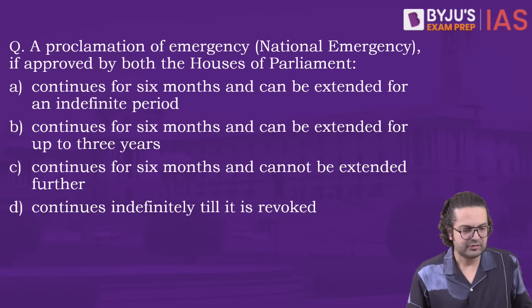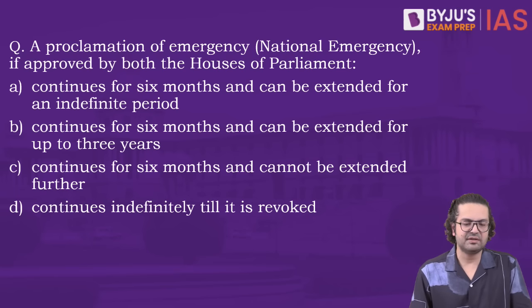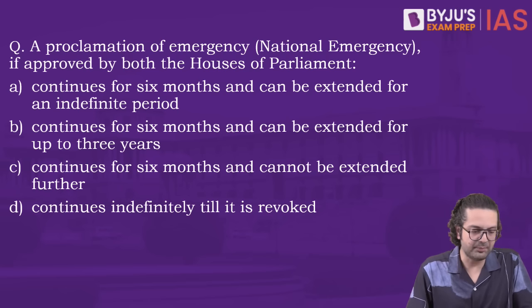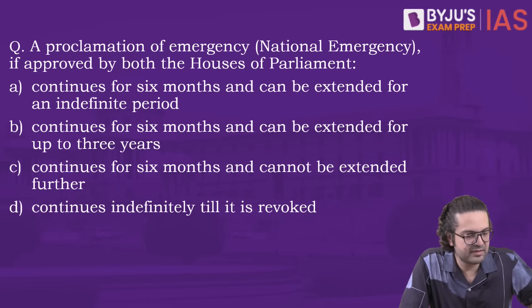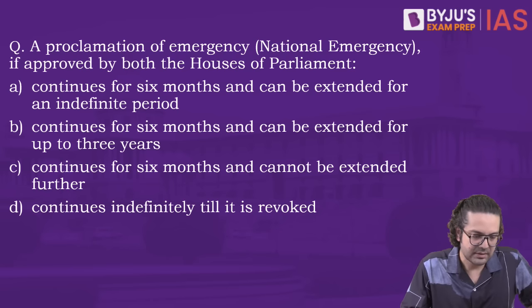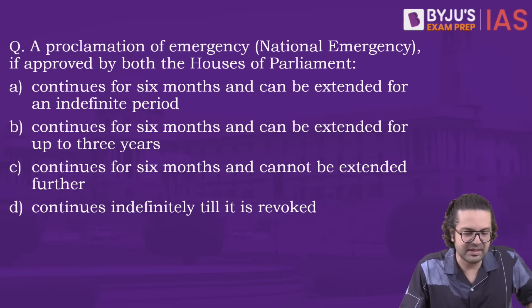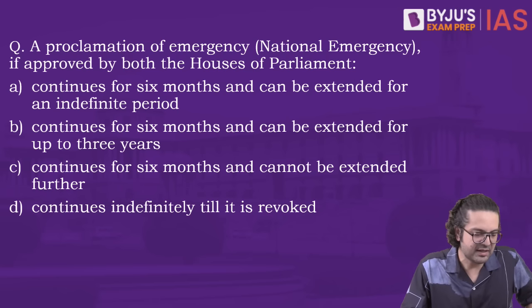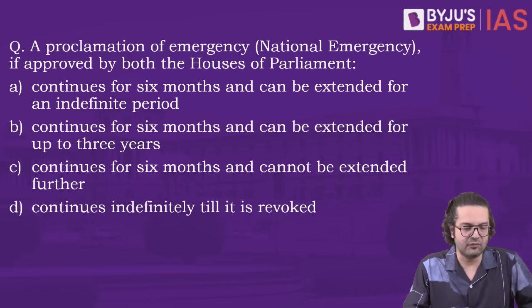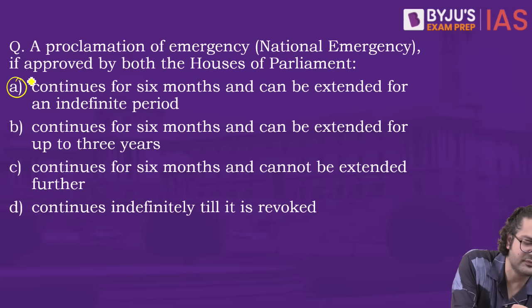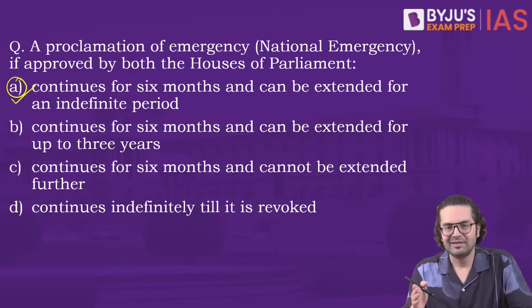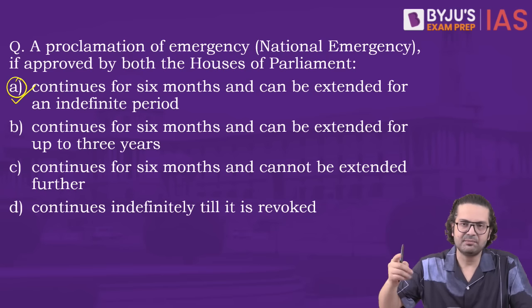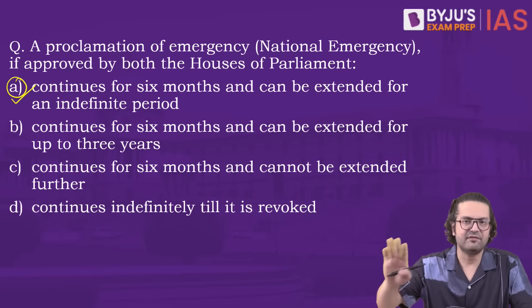Next question. A proclamation of emergency, that is national emergency, if approved by both Houses of Parliament: A, continues for 6 months and can be extended for an indefinite period. B, continues for 6 months and can be extended for up to 3 years. C, continues for 6 months and cannot be extended, continues indefinitely till it is revoked. A is the answer. Once national emergency is imposed, it continues for 6 months and it can be extended by 6 months at a time for an indefinite period.